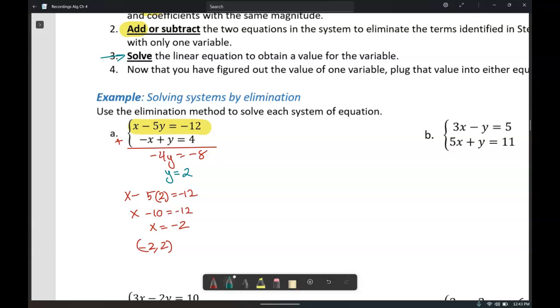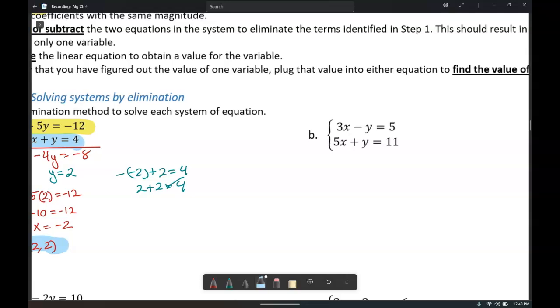And we could use our other equation here to verify our solution. If we want to go ahead and plug in our solution set here, we see that this point is indeed on the other line as well, so we know that our solution is negative 2, 2. Now it doesn't have to be x that you eliminate, you could also eliminate y.